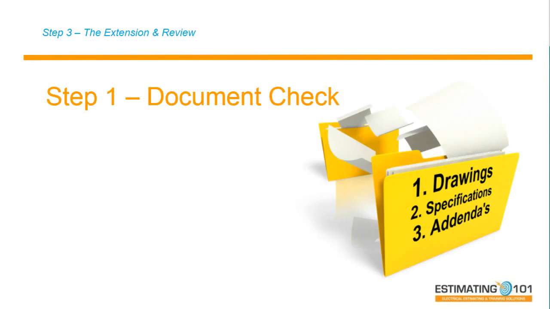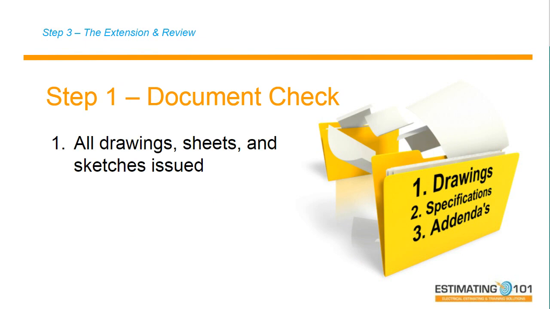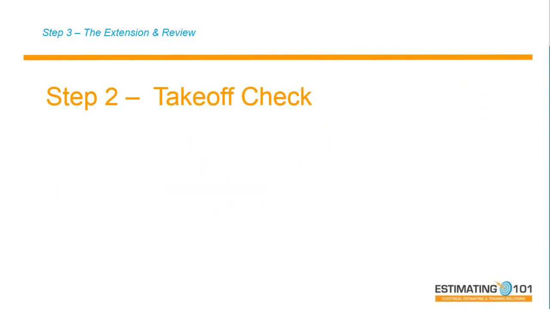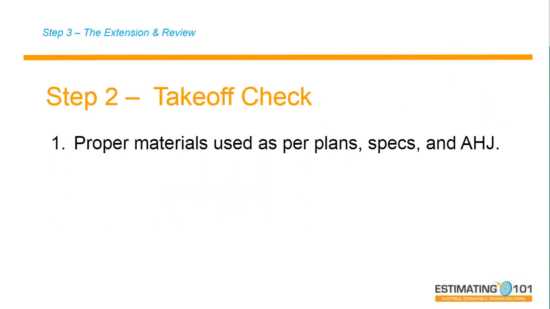So step number 1 is I'm going to check for the documents. I'm going to make sure I've got all of the drawings, all of the sheets, all of the sketches. I'm going to make sure I've got every spec section, a complete specification. I make sure that I have received all addenda that have been issued through the course of the project. And then I'm going to check my takeoff. I'm going to make sure that I've used the proper materials as per the plans and specs and the authority having jurisdiction. I'm going to look at my drawings to make sure I've quantified all of my drawings.